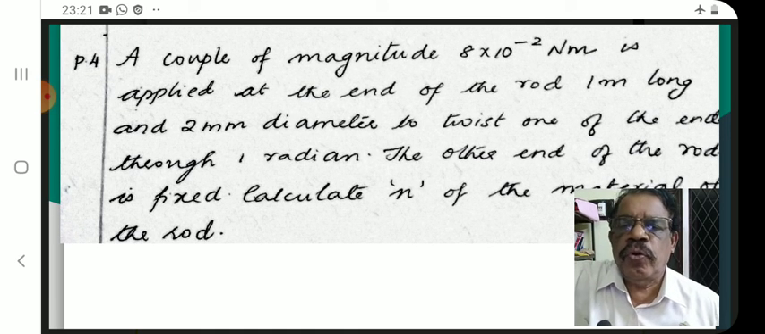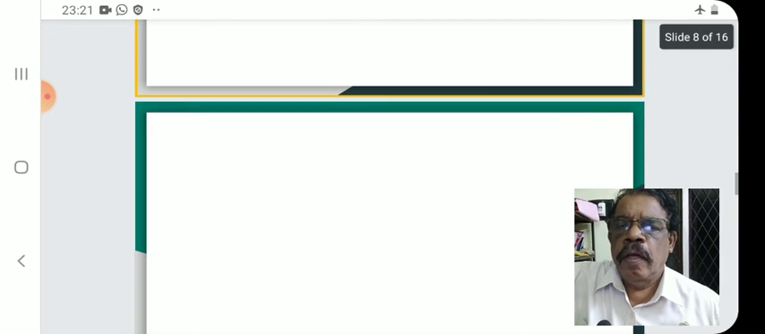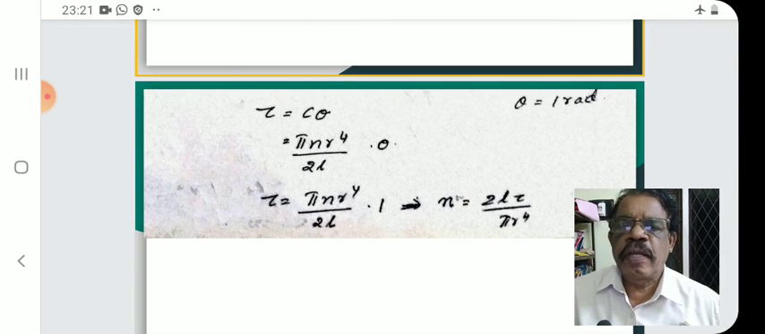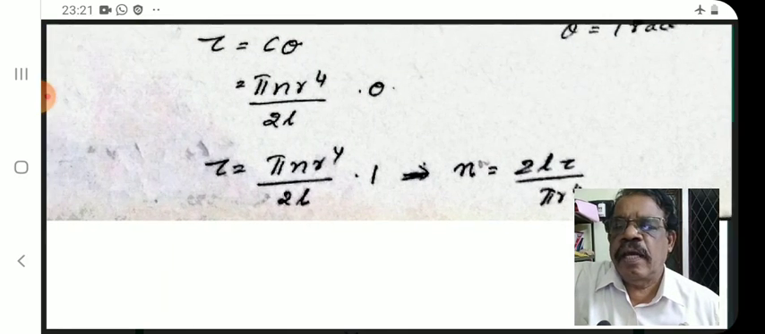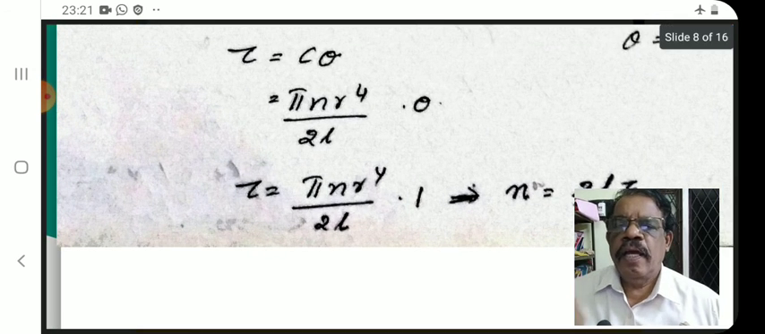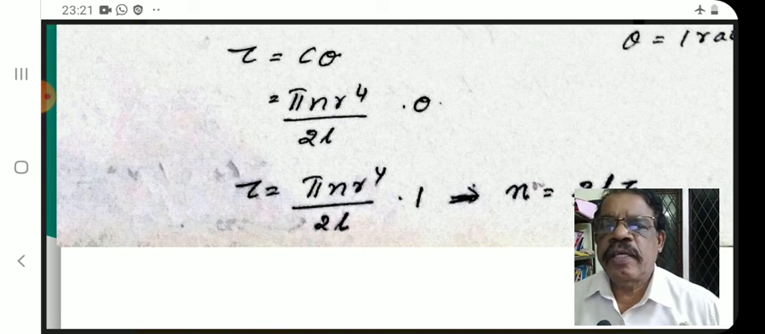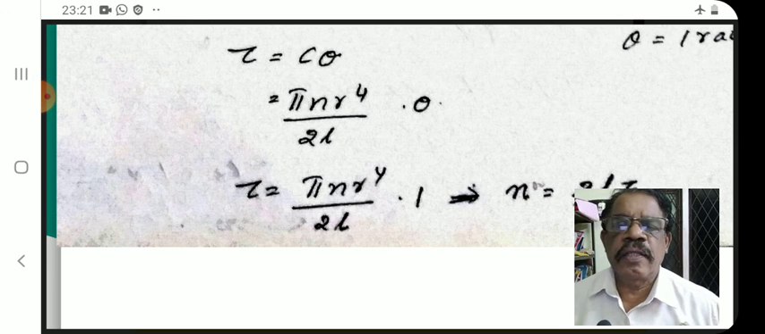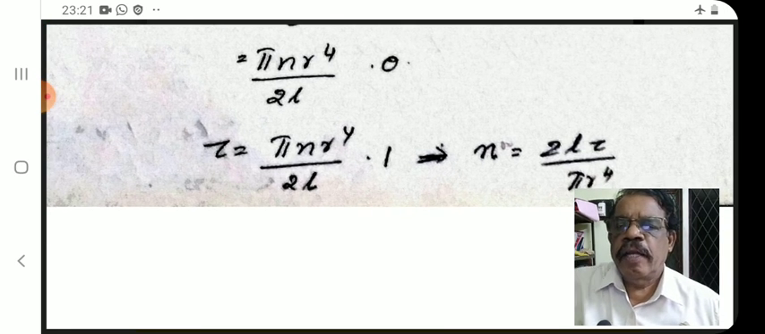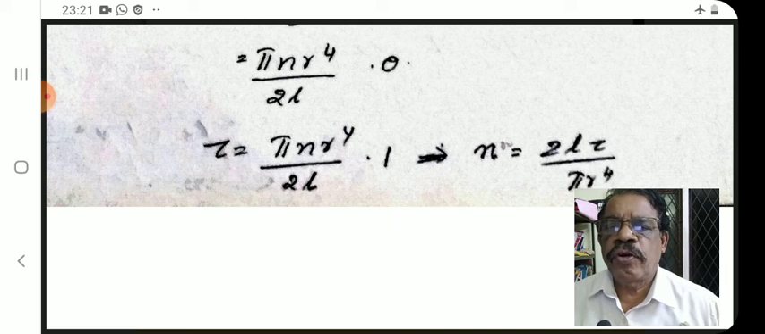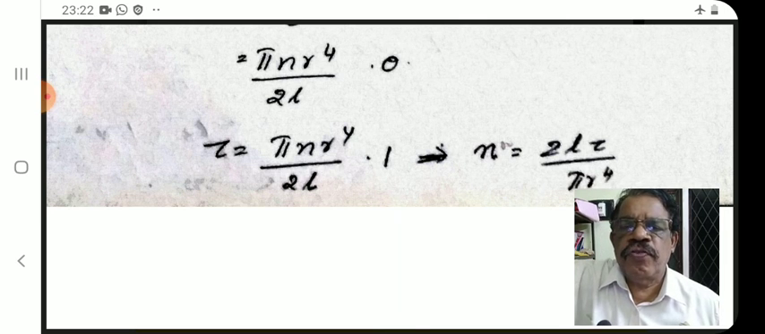Using the torsion equation, the couple per unit twist C is pi n r to the power 4 by 2 L. Torque tau is equal to C theta. That is, C is pi n r to the power 4 by 2 L, into theta. Theta is given as 1 radian, to twist through 1 radian. So theta is put to 1. Therefore tau is equal to pi n r to the power 4 by 2 L into 1. Therefore, from that equation, we get n is equal to 2 L tau by pi r to the power 4.